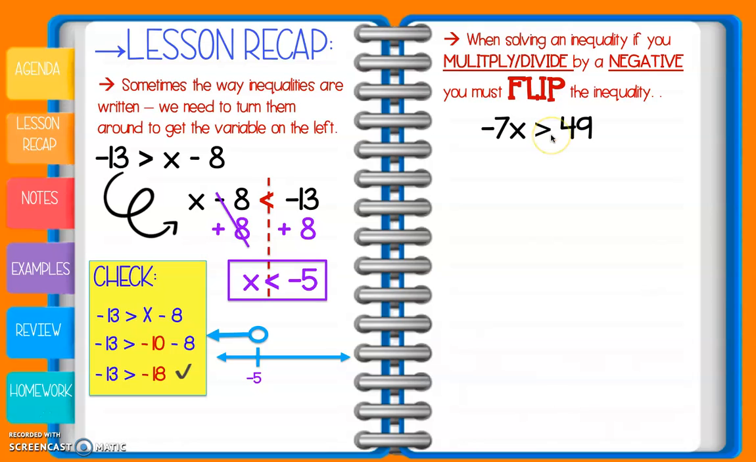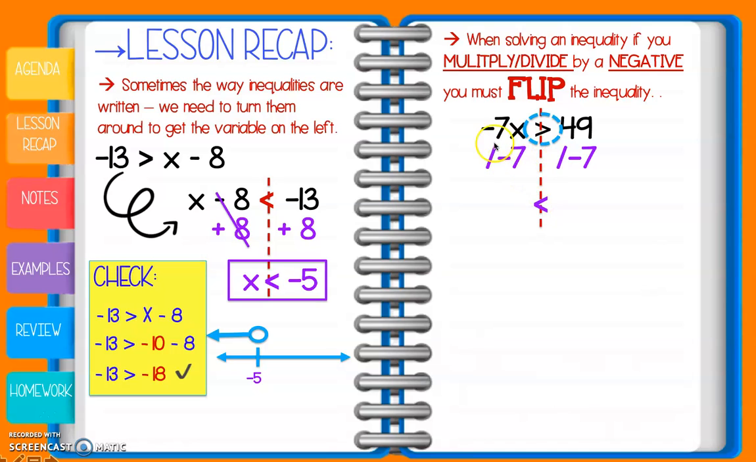Okay, so let's take a look at an example. We have negative 7x is greater than 49. Okay, we're going to split our inequality down the middle here. We know that this is negative 7 times x. So to cancel that out, we're going to divide by a negative 7 on both sides. Now, pause. Right there, I see I'm dividing by a negative. Okay, since I'm dividing by a negative, I like to circle my sign because I'm going to flip it around. It was greater than, now it's less than.